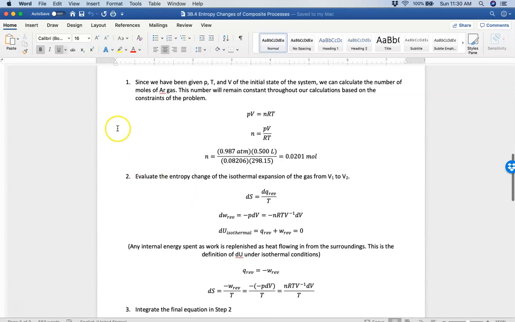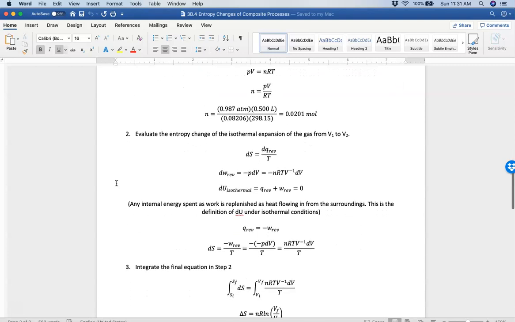Since we've been given P, T, and V of the initial state of the system, we can calculate the number of moles of argon gas. Because of the state function, if I know three of the four parameters, I can always solve for that last variable. This number will remain constant throughout our calculations because of the constraints of the problem. I've rearranged the ideal gas law to solve for n, plugged in our initial values, and the number of moles of argon is 0.0201 moles.